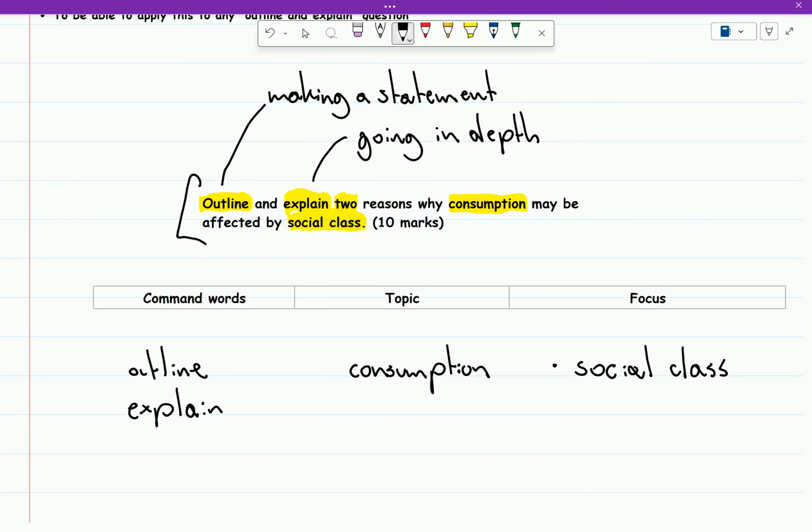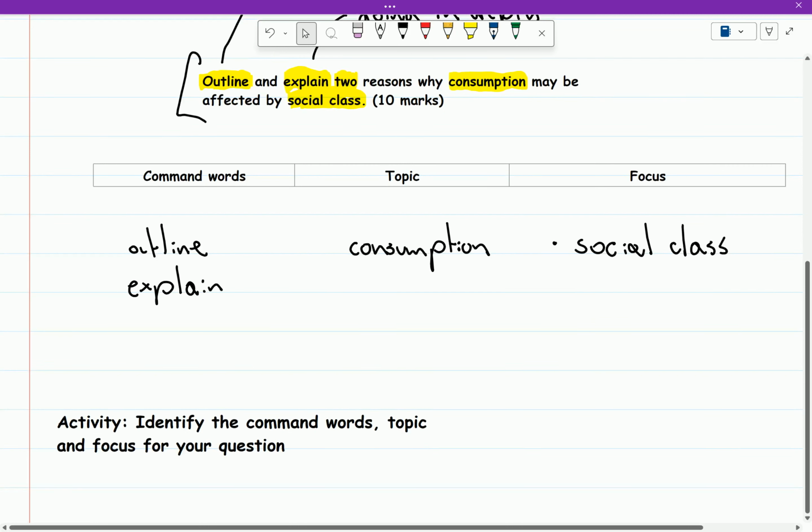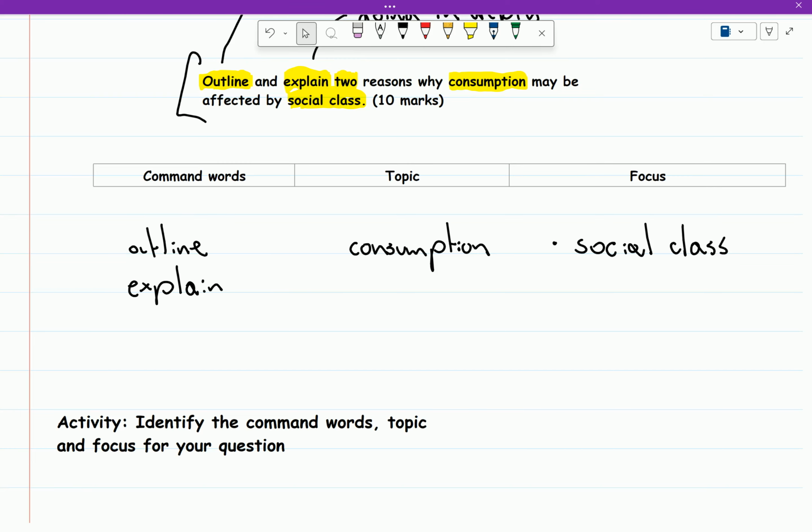Again, I understand that everyone has different ways of understanding how to tackle a question and understand what it's asking you to do. So here's what I need you to do as part of this task. Your activity will be to identify the command word in your question, the topic, and the focus as well. So if you've been using this question, or if you're going to be using this question as your question that you're going to answer, the work has been done for you. What you need to do is have an honest conversation with yourself and see if you truly understand why we've reached the conclusion that we have.